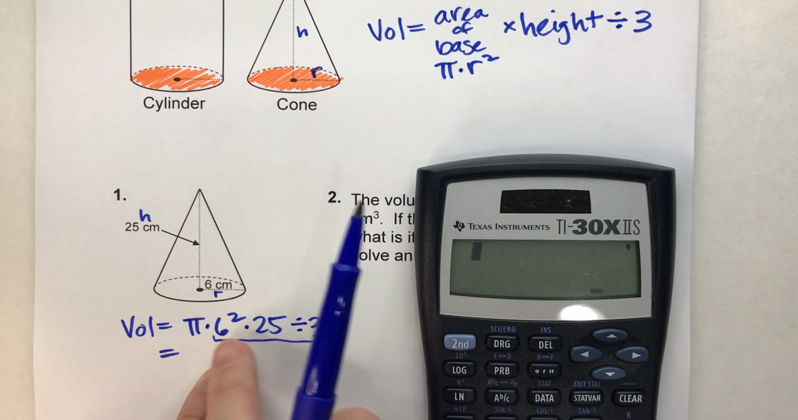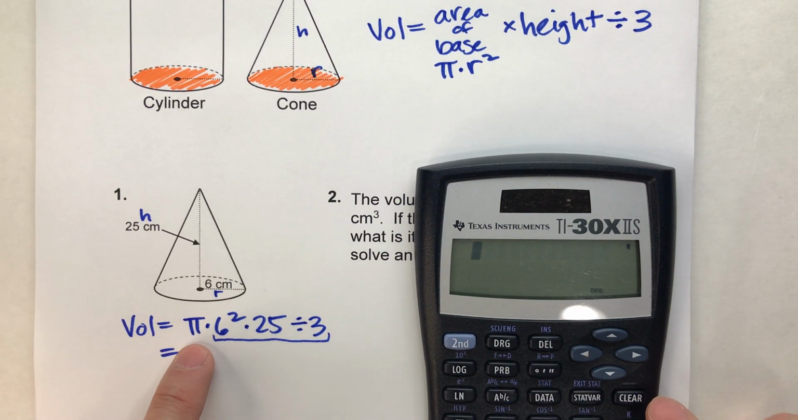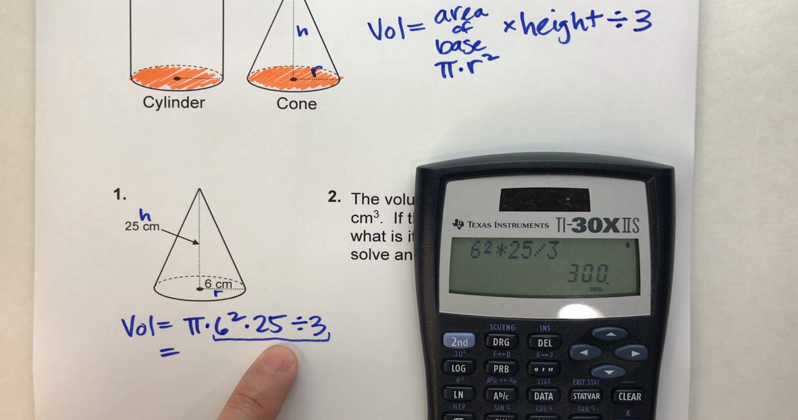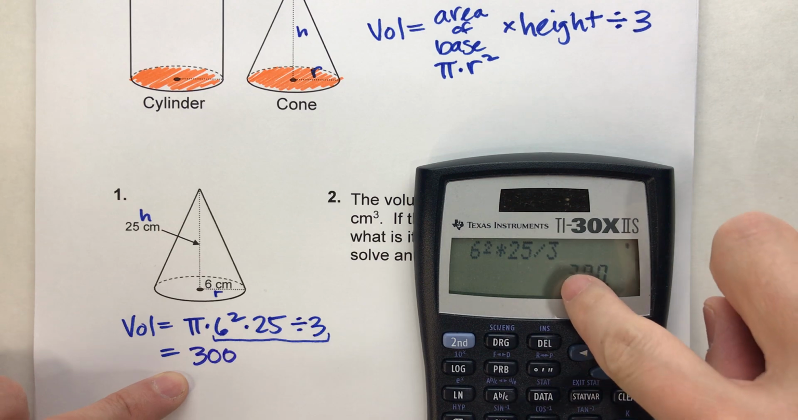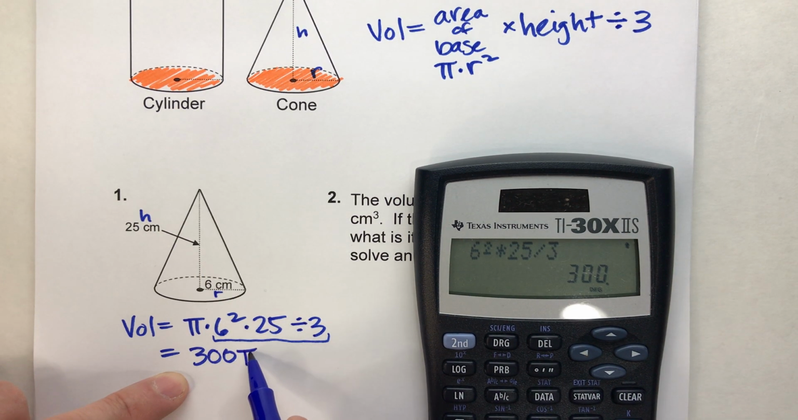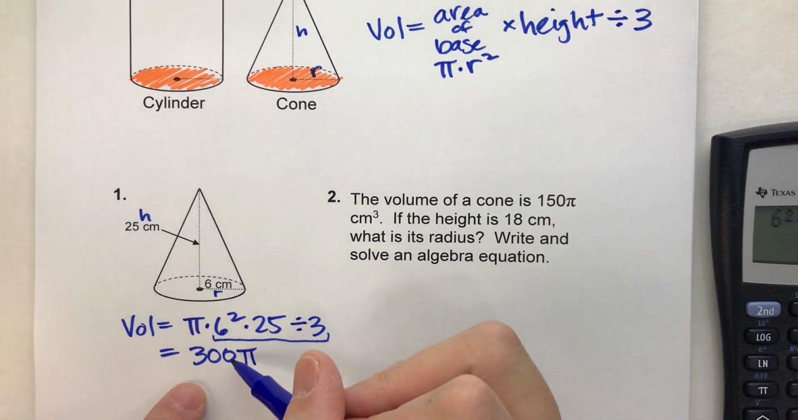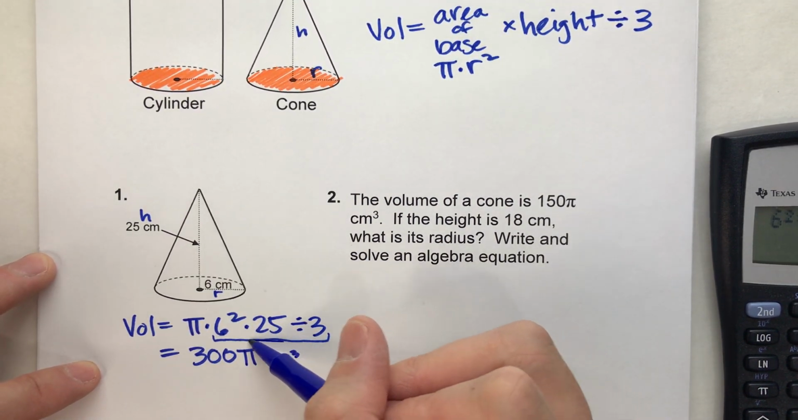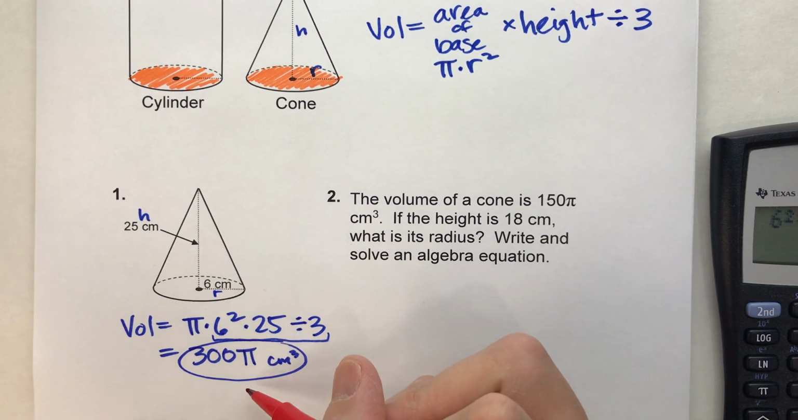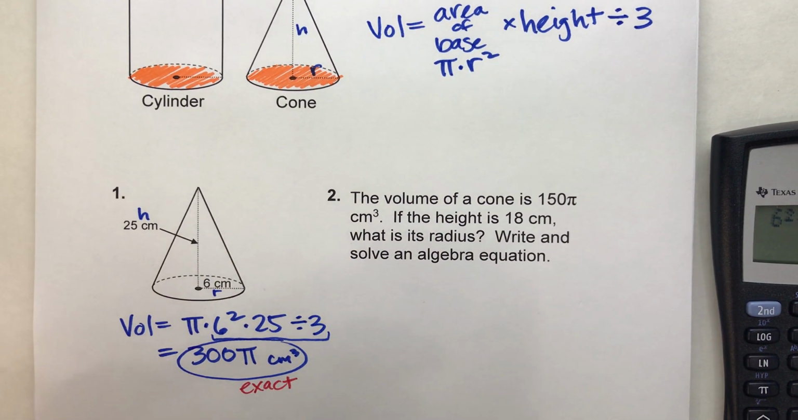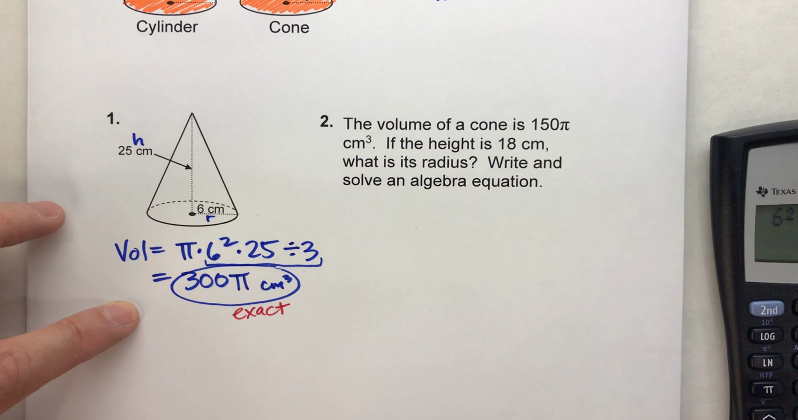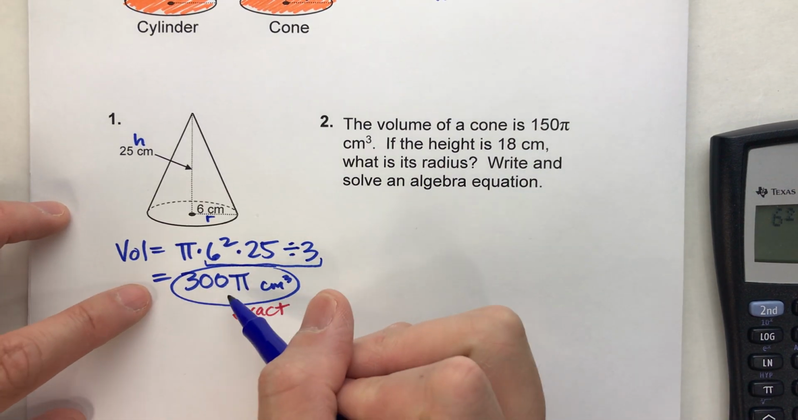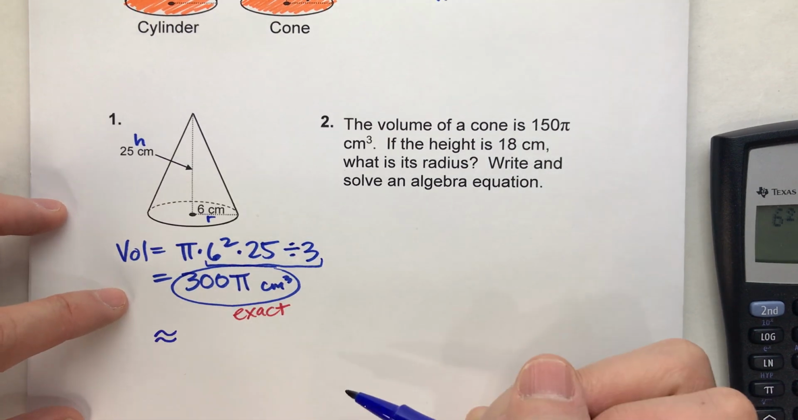So I'm going to multiply and do all the work in my calculator except for that pi. I'm going to leave the pi out. 6 squared times 25 divided by 3. So I get 300. So what I'm going to do is write down 300. I did not put pi in the calculator because I'm going to stick pi next to my answer here. So my volume is 300 pi centimeters cubed. And that's my exact answer in terms of pi. Meaning, whatever 300 times pi is will give me my exact volume. I didn't have to round anything. I didn't have to approximate anything. I know whatever this comes out to will be exactly the volume.